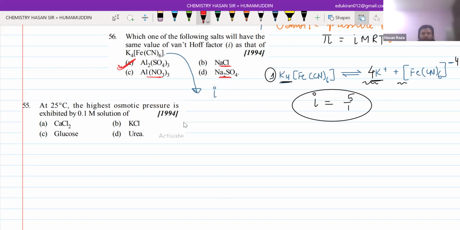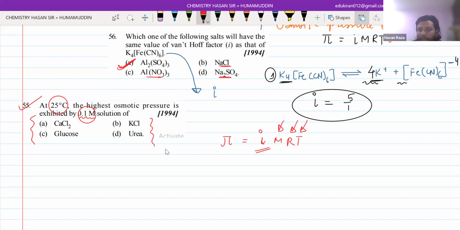Now see the next question. At 25 degrees centigrade, the highest osmotic pressure is exhibited by 0.1 m solution of which? So as I told you, pi is equal to iMRT, and you can see M is constant as given, R is the gas constant, and temperature is also given, that is 25 degrees centigrade. So it all depends upon i. Just let me know the value of i.